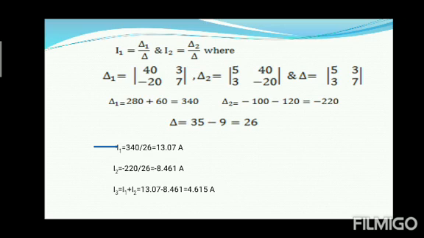The formulae are I1 is equal to delta 1 by delta and I2 is equal to delta 2 by delta, where delta 1 is the determinant formed by replacing the first column by the right side values 40 and minus 20, with 3, 7. Similarly, delta 2 is formed by replacing the second column of the basic matrix with the right side values 40 and minus 20. And delta is the determinant of the basic matrix, that is 5, 3, 3, 7. Using AD minus BC to find the determinants, for delta 1 you get 340, delta 2 you get minus 220 and delta is 26.